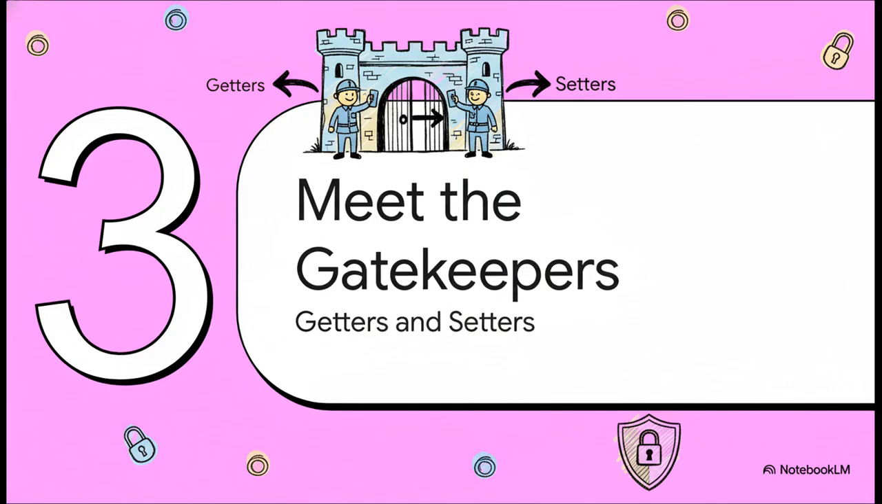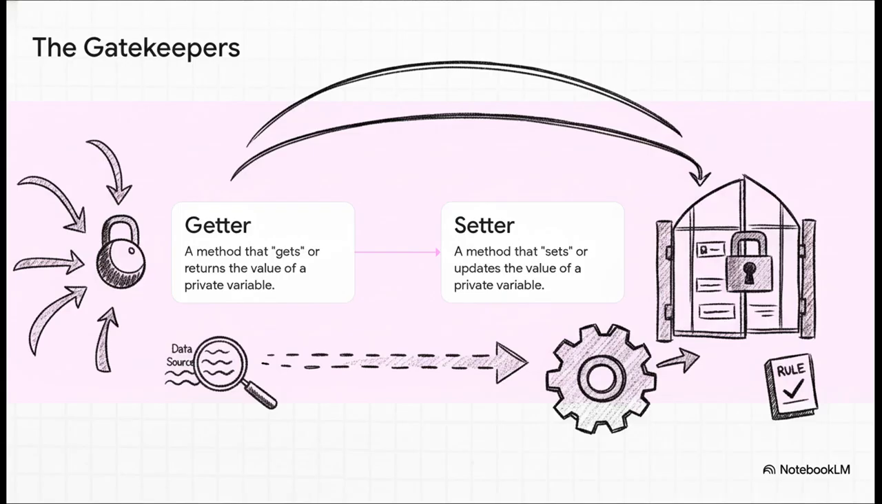So how do we actually build this controlled access? Well, we use a pair of special methods that act as our gatekeepers. You guessed it, getters and setters. It's a really simple and honestly kind of elegant system. The getter's job is to retrieve the data for you. The setter's job is to let you change the data, but, and this is the most important part, it only lets you do it according to the rules that we define inside that method.